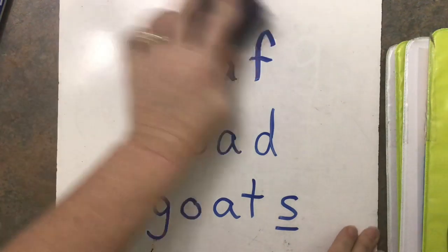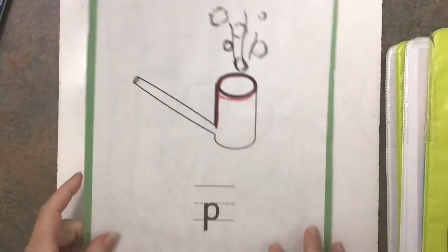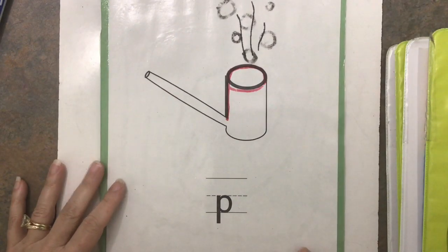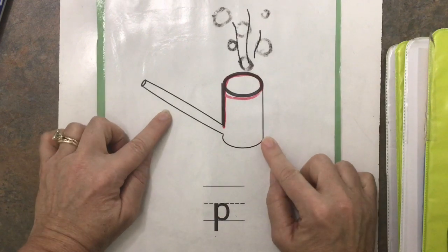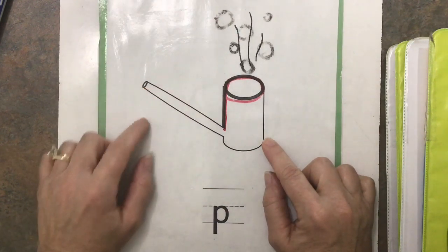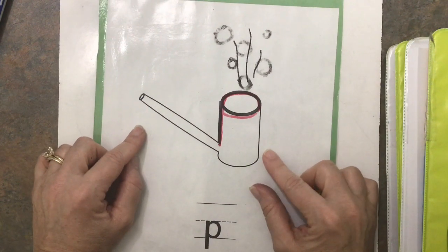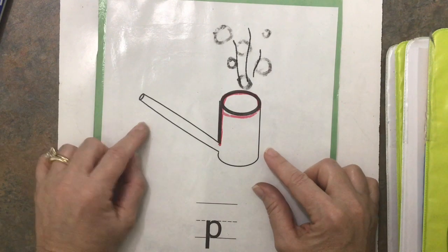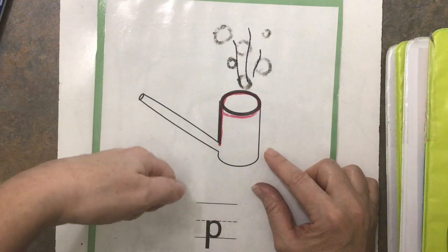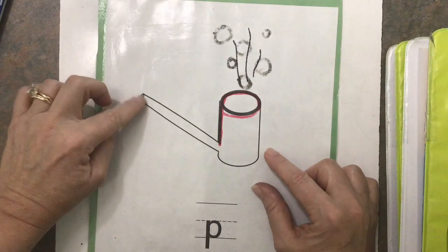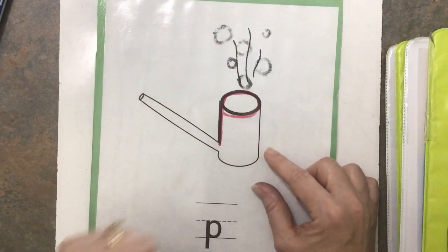Okay, so now we're going to look at our next letter, which is this one. Okay, so what do we have a picture of here? This is a pipe that blows bubbles. Have you ever blown a bubble pipe before? They're lots of fun. You dip the pipe into the bubble stuff and then you blow right here and bubbles come out of the top.